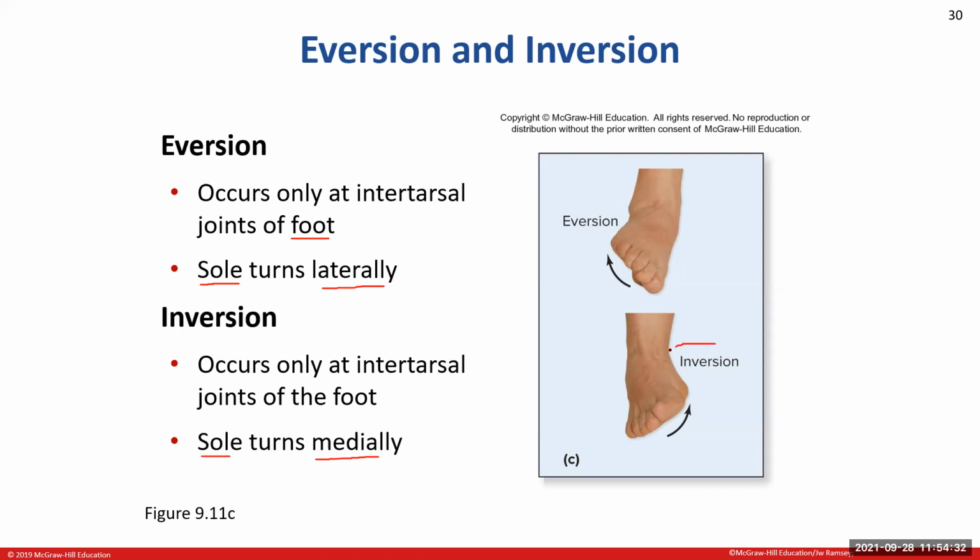This is the most common type of ankle sprain, by the way, an inversion sprain. When people say, oh, I rolled my ankle, that's what they're doing. They're inverting their foot too much, to the point where it's caused damage to the ligaments there. So that's inversion.